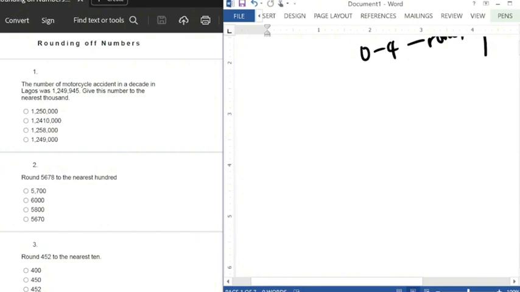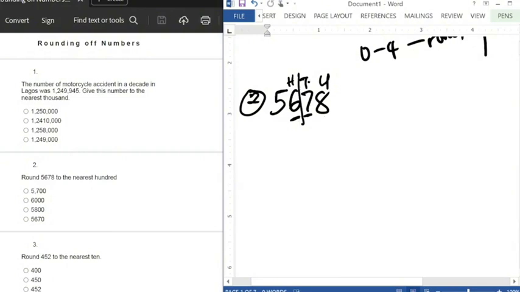For question number 2, round 5,678 to the nearest 100. So the same thing will be done. This is units, this is tens, this is 100. Which means we are stopping at 100, that is 6. So we look at the next digit to the right, which is 7. So we round up here as well.